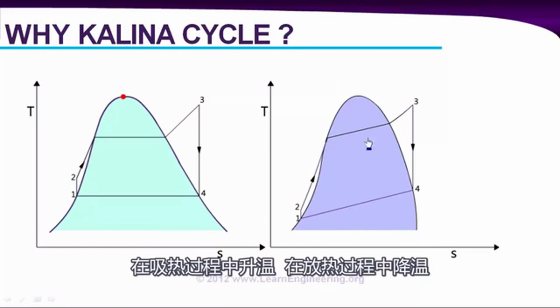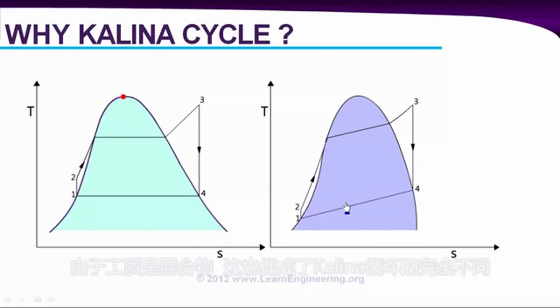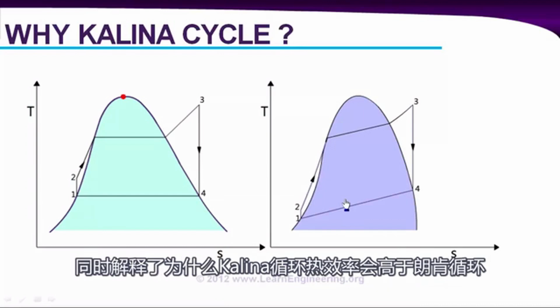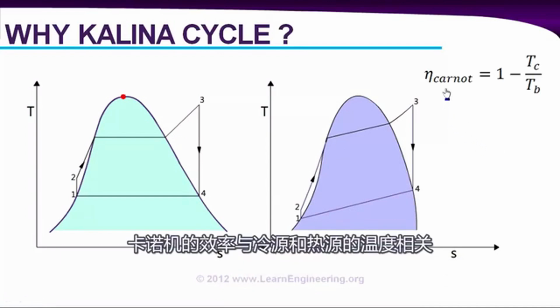During heat addition, temperature rises, and during heat rejection, temperature drops, since we are using a mixture as a working fluid. And this small deviation in the thermal cycle makes all the difference in the Kalina cycle. This will explain why the Kalina cycle has much higher thermal efficiency compared to a Rankine cycle, simply because of this reason. The efficiency of a Carnot engine can increase due to two reasons: first, when the temperature at the heat rejection site decreases, or when the temperature at the heat absorption site increases.